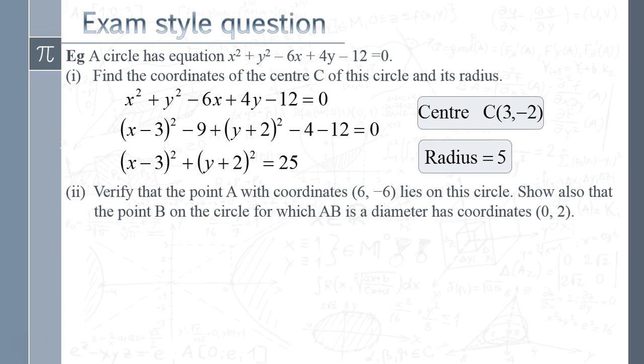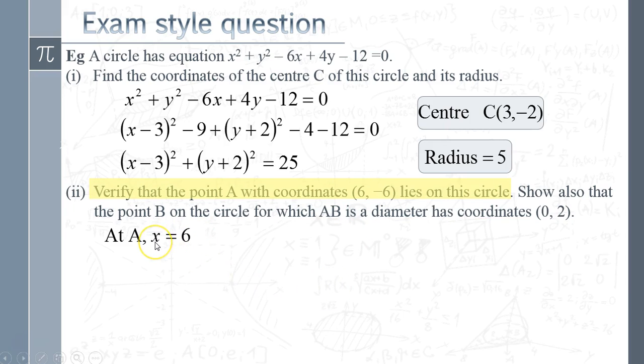Part 2 said we've got to verify the point A with coordinate (6, minus 6) lies on the circle, and then show that point B is on the circle and that AB is the diameter with those coordinates. Now your command word here is this word verify. What that means is we can take this as being given and just show that it works. So we can take this information here and just put it into the equation of the circle.